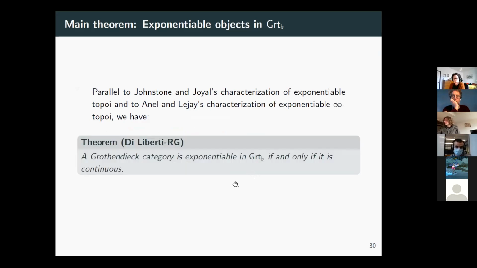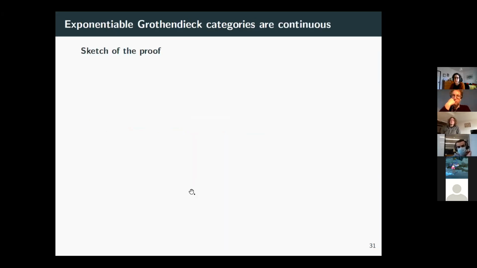A Grothendieck category is exponentiable if and only if it is continuous. How do we prove this? One direction is easier than the other. So let's start with the easy one. Exponentiable Grothendieck categories are continuous. Assume E is exponentiable. We are going to show that this exponential, which exists because E is exponentiable, is an injective Grothendieck category.